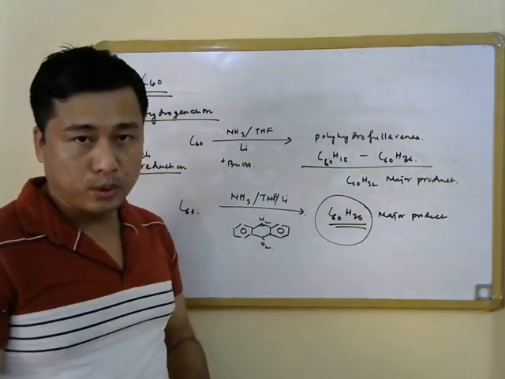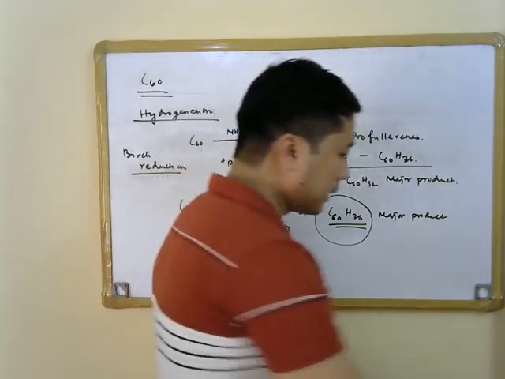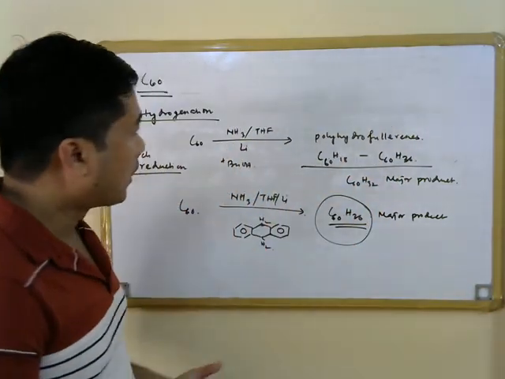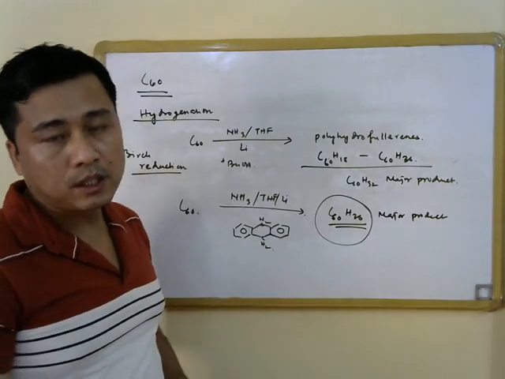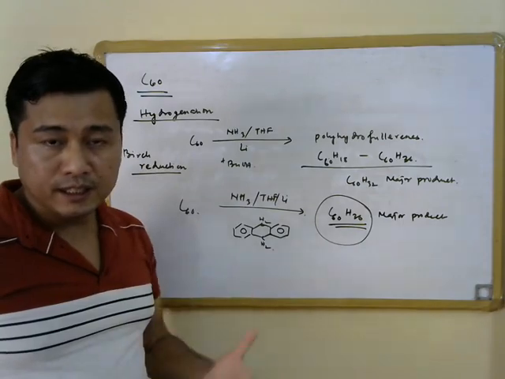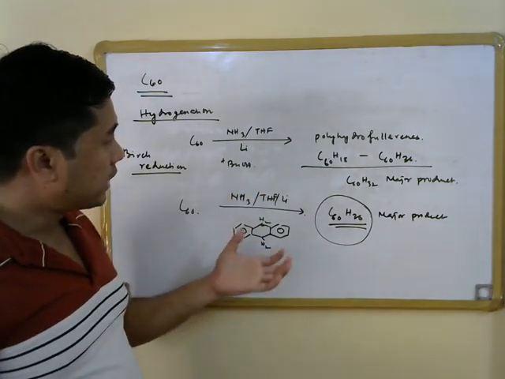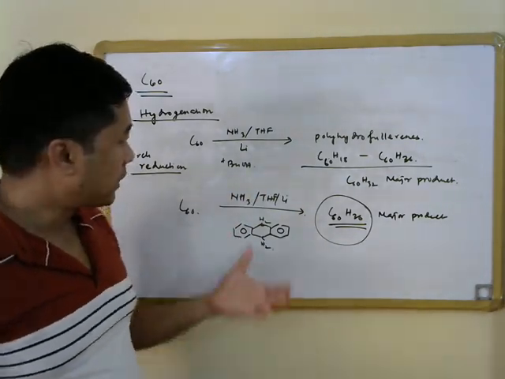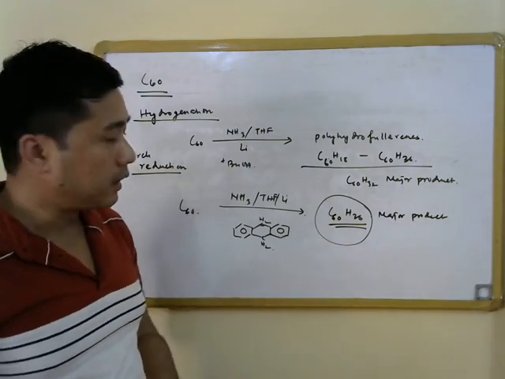So essentially what we see is that, like the olefins, C60 or fullerenes can also be hydrogenated by using different hydrogenating agents under the Birch reduction reaction.